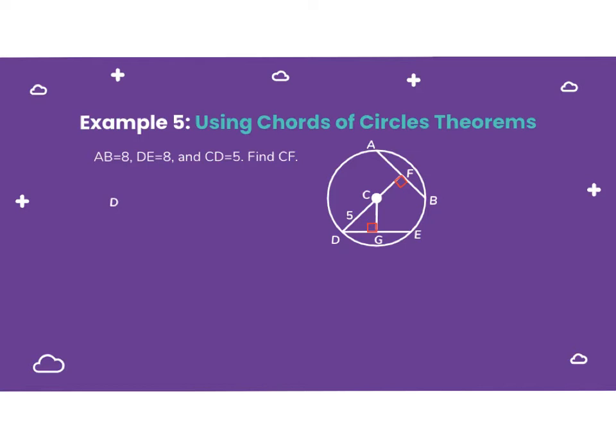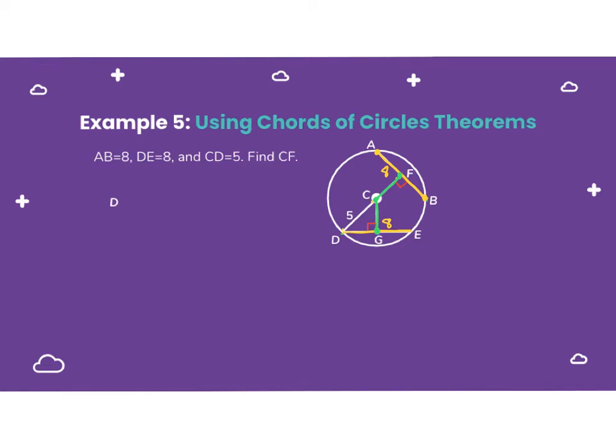AB equals 8. CD equals 5. That's already labeled. And then DE equals 8. Find CF. Well, we know that if AB is 8 and DE is 8, then the distance from here to here and from here to here must be exactly the same.